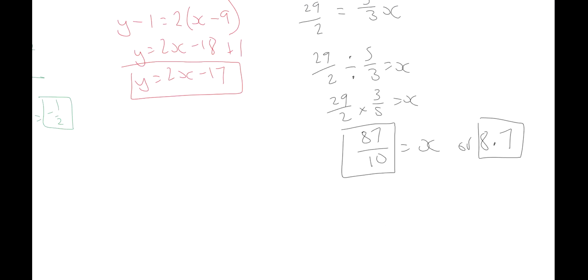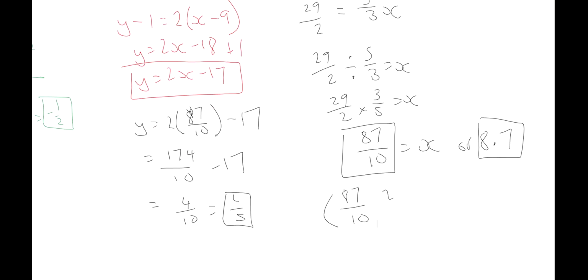Am I done? No, I need to put it back in here. So y is 2 times x minus 17. I know, these questions can be long, can't they? That's 87, so 174 over 10 minus 17. Again, type that in for me. Oh wait, that's 170, so it's 4/10, which is 2/5. Okay, that was easier. So that makes the coordinate 87 over 10 and 2/5. Or if you're Josiah, it'll be 8.7 and 0.4. Well, he insists on using decimals, doesn't he?